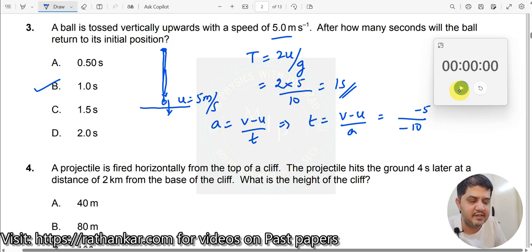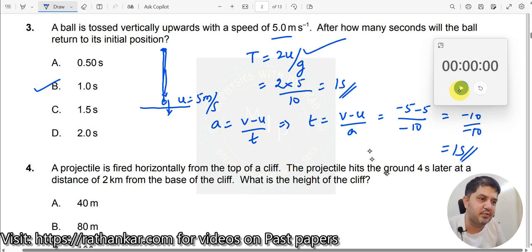But otherwise, when it strikes the ground, what is the velocity? It strikes with a velocity equal to minus 5, right? Because the velocity vector is in the downward direction, and whatever velocity you threw, the same velocity it came back to you with. So therefore, it's minus 5 divided by minus 10. So this will be minus 10 by minus 10, which is equal to 1 second once again. Either you can use this formula or you can use it like this also.